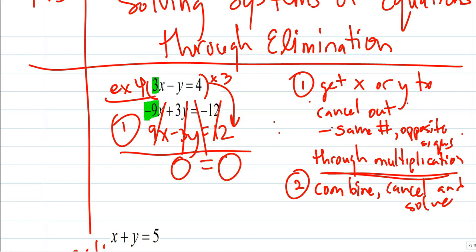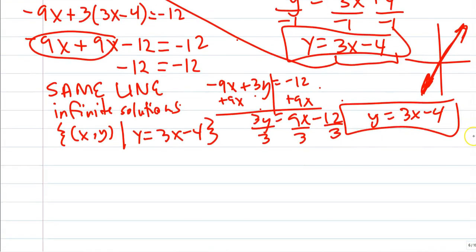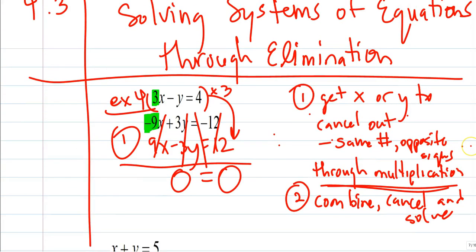Notice, just like before, where I had 12 equal 12, here I get zero equals zero. Both sides are the same, which means we have the same solution. Infinite solutions. They are the same line, okay? I will list out the other steps.